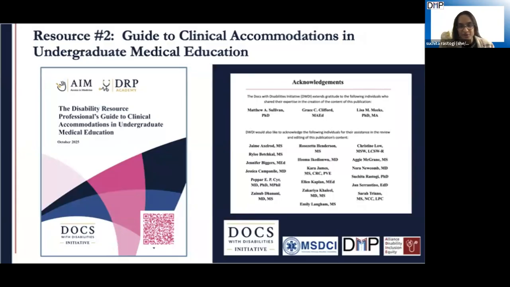As is apparent from the right side of the slide, many people were involved in creating and vetting this guide, and that included disability inclusion experts, DRPs, and clinical phase medical students who were all involved in the Delphi research study. Pepper, Nora, and Zach were part of this too, and tonight we're going to explore their insights about what this guide means for students.